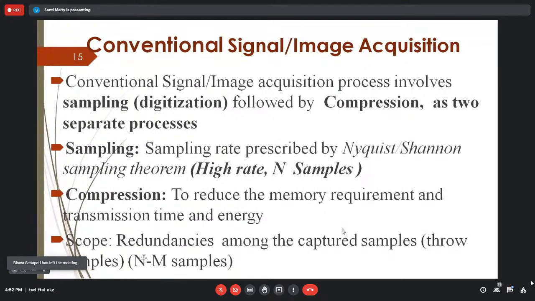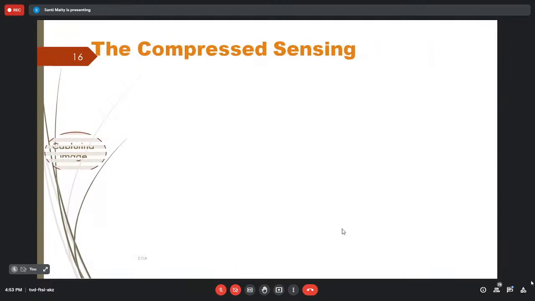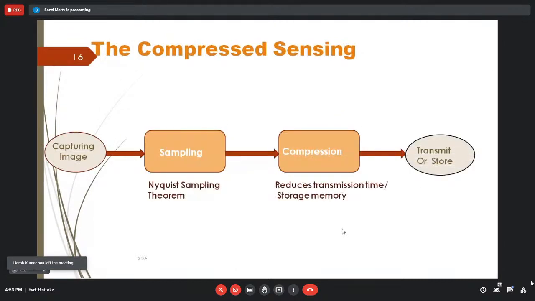So the pertinent question is, can we sample at the required rate? If out of n samples, m samples are redundant, so that we can throw away m samples, then why not take only the needed number of samples during the data acquisition process? The current mode is that the sensor devices capture data sampling at the Nyquist rate.